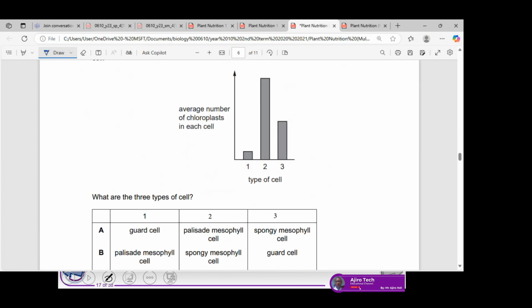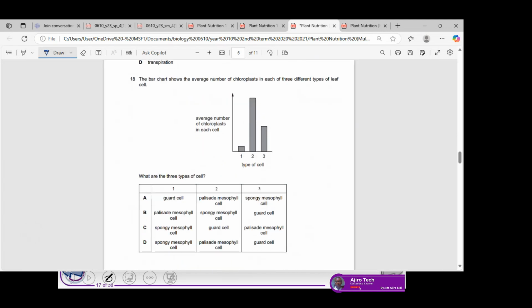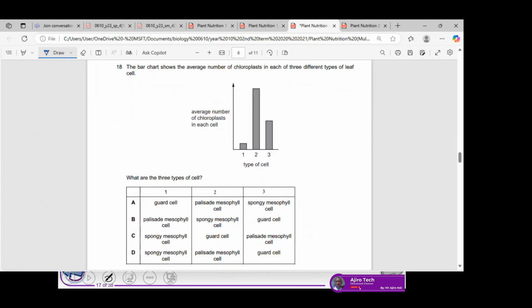I will talk about the average number of chloroplasts. Let's try this question. So what option would you pick? They said the bar chart shows the average number of chloroplasts in each of three different types of leaf cells. What cell would be one, two, and three based on the numbers? You see that cell number two has the highest amount of chloroplast. From what you've explained, what do you think?